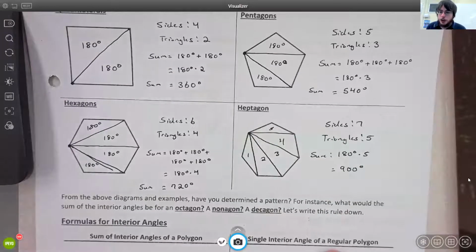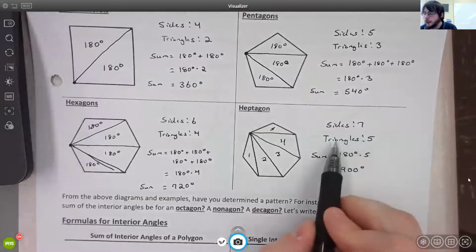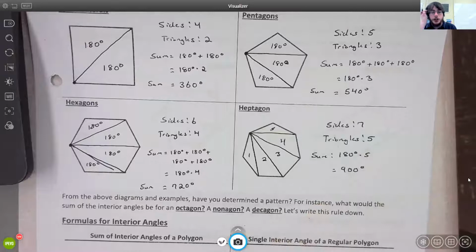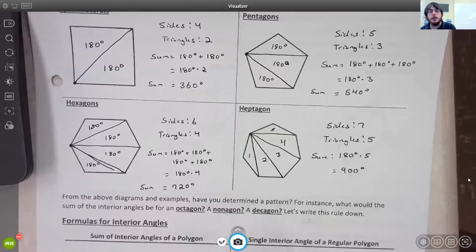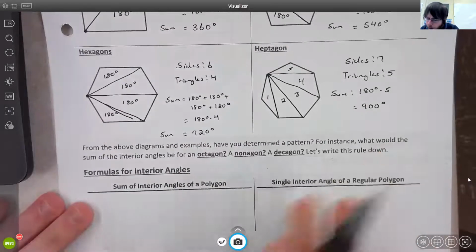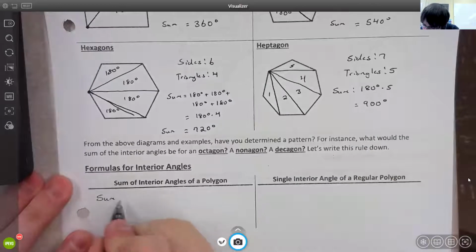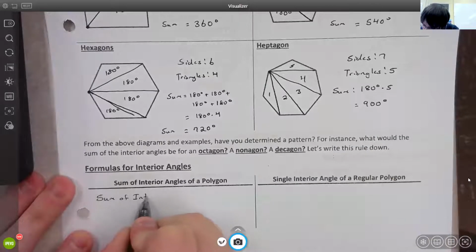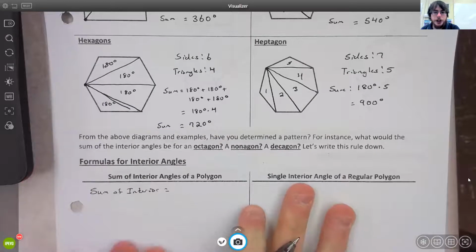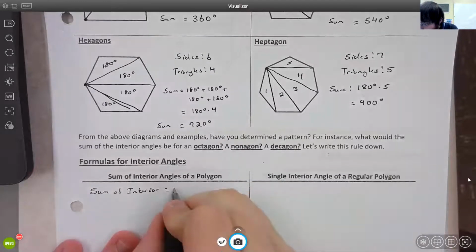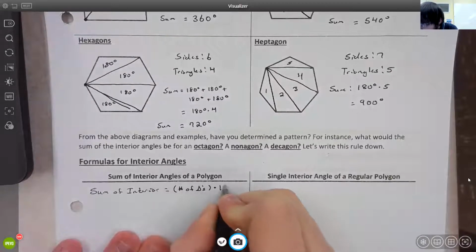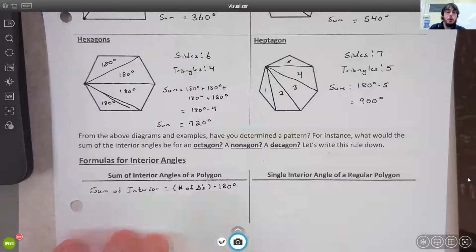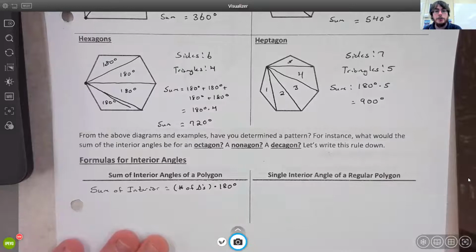So from this, we should be able to note a pattern. We've already noted that the number of triangles is equal to the sides minus 2. And we also know that the sum is equal to 180 times the number of triangles. So if we write that down, the sum of the interior angles is equal to the number of triangles times 180 degrees. Now we said that to determine the number of triangles, you have to take the number of sides and subtract 2.